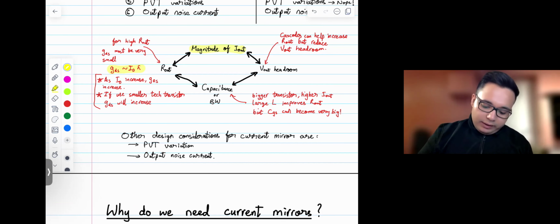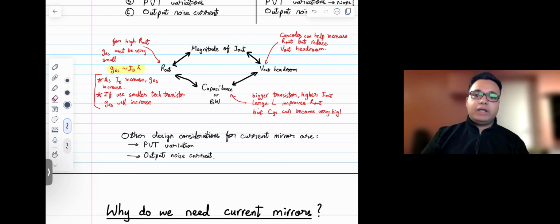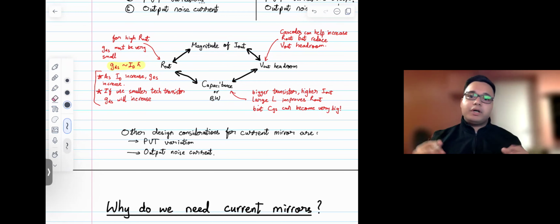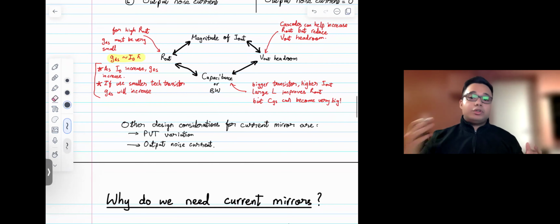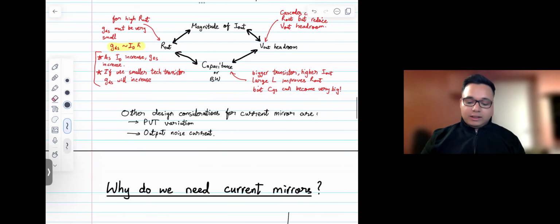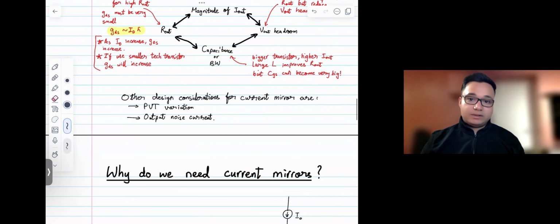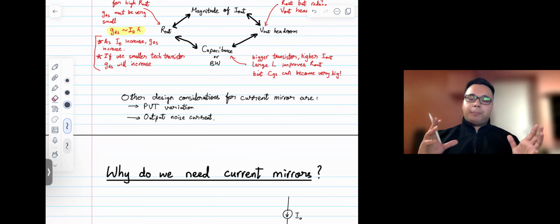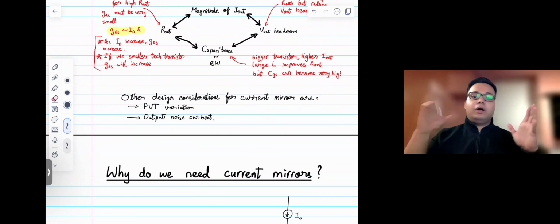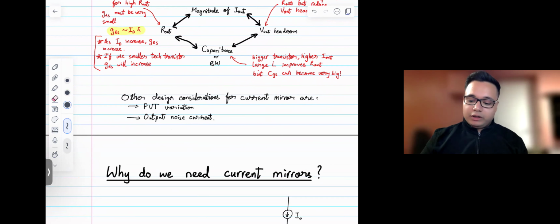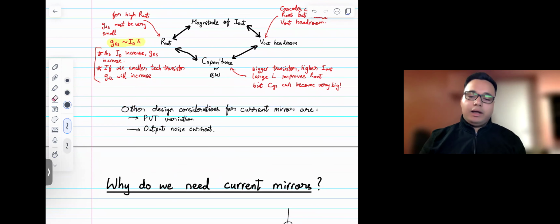So in this sense, there could be other ways you could think about different trade-offs in the current mirror. This is just a few examples that I wanted to show. And then again, there's other things that we'll talk about, the PVT variations and the output noise current as well, and how those are traded off with the other quantities we have mentioned here in a big picture.